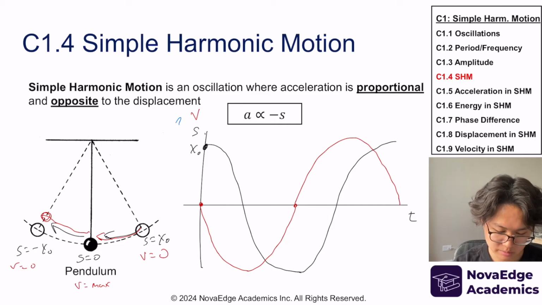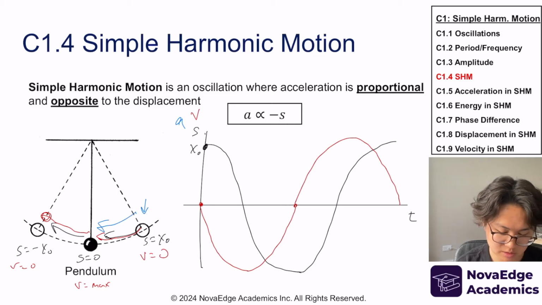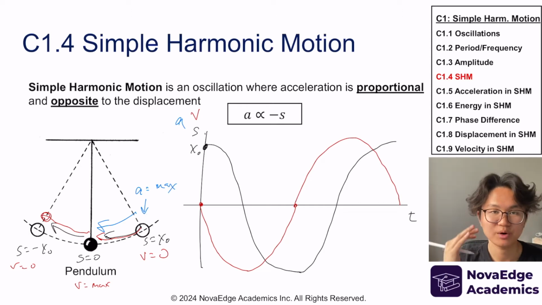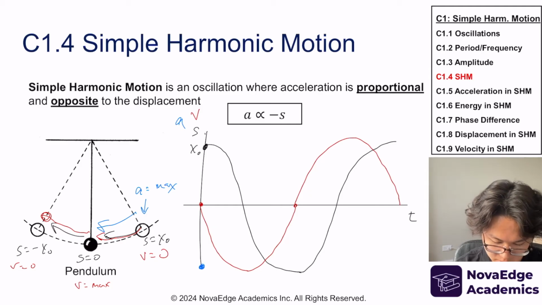Okay, now you might be asking, what about acceleration? So let's do acceleration now. Well, acceleration at the beginning here, it's going to be accelerating downwards, right? Because of gravity. In fact, it has a maximum acceleration, but it's at the maximum of negative, because which way is it accelerating? To the left, right? So acceleration starts here.